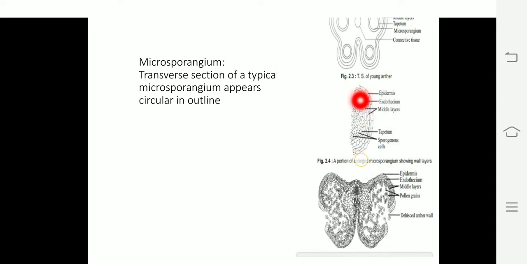The main function of the tapetum is that it provides nourishment to the developing pollen mother cells, that is microspore mother cells, and the pollen grains. So this is the structure of the anther at the dehiscence stage. At the dehiscence stage, some of the middle layers are crushed down, only a few layers are visible. When the pollen grains are completely formed, the dehiscence of the anther wall takes place and all the pollen grains are released.